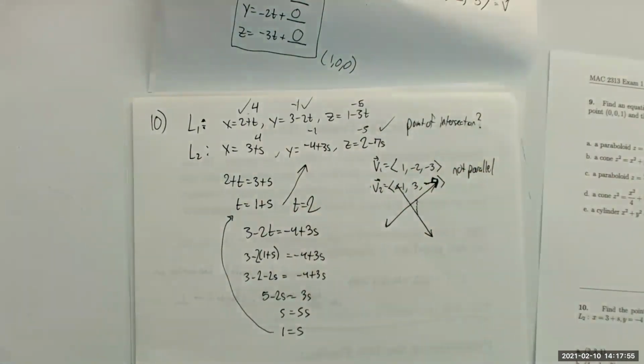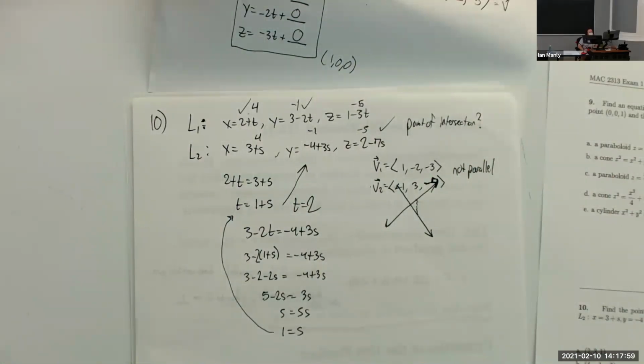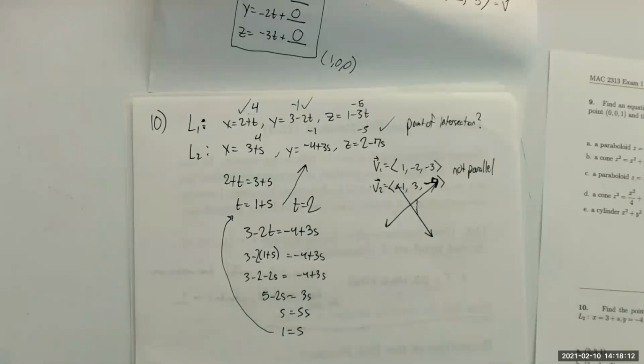Okay, thank you. All right, let's see. Wait, lines can be perpendicular without intersecting, correct? Yeah, that's right. You're just checking to see if the dot product of their direction vectors is 0. So yeah, that would technically count.